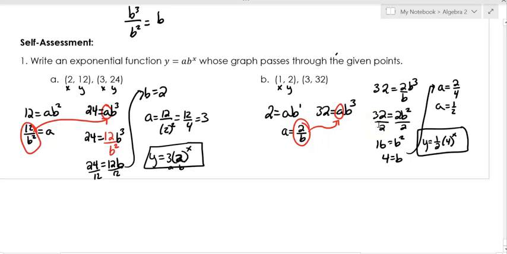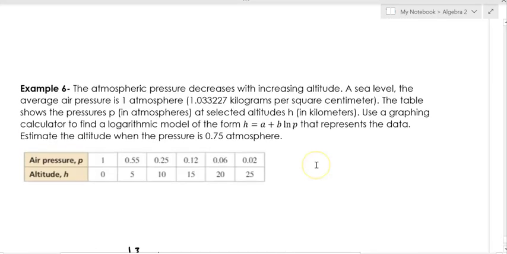Divide both sides by 2, and then square root, choosing only the positive number. That's b. Once you know b is 4, plug it back into this equation. 2 over 4 is 1/2, and here's your equation.